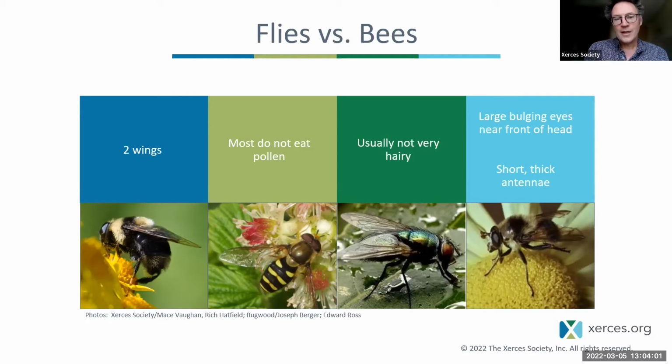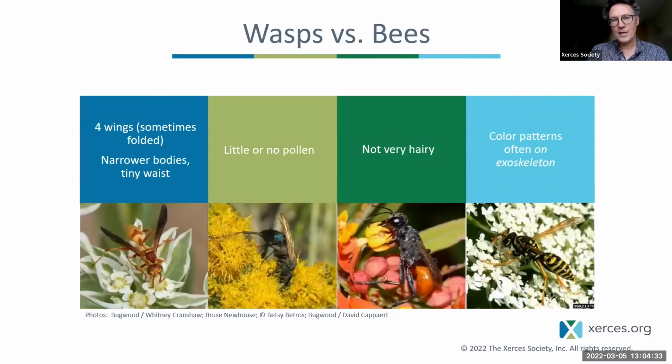Most flies do not eat pollen, and you won't see them doing anything with pollen particularly, although they're commonly encountered on flowers drinking nectar and doing other things. They can be hairy, they can be hairless, but they're usually not as hairy as bumblebees. Their eyes are often bulging, often front-facing, and their antennae are often thick or short and club-shaped, or a number of different shapes, but they're not these graceful, long, arching antennae that you'd get with a wasp or a bee.